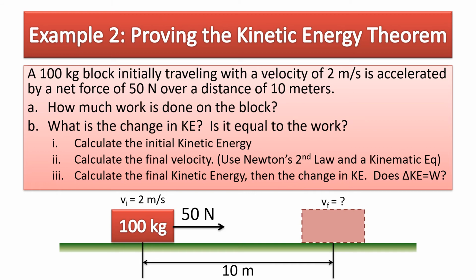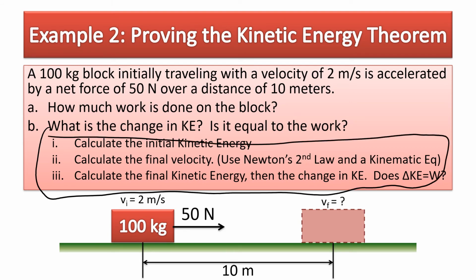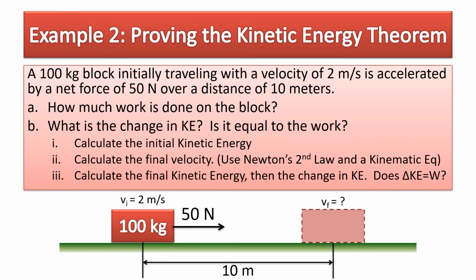Part A says how much work is done on the block. And then part B says what is the change in the kinetic energy? If you calculate that change in kinetic energy, it should be the same as part A. So does the work equal the change in the kinetic energy? And then we break it down: how do I actually calculate the change in the kinetic energy? But this is really just proving the theorem. If you wanted to, you could use the theorem like we did for the Do Now problem, instead of doing the two steps with Newton's second law and the kinematic equation.